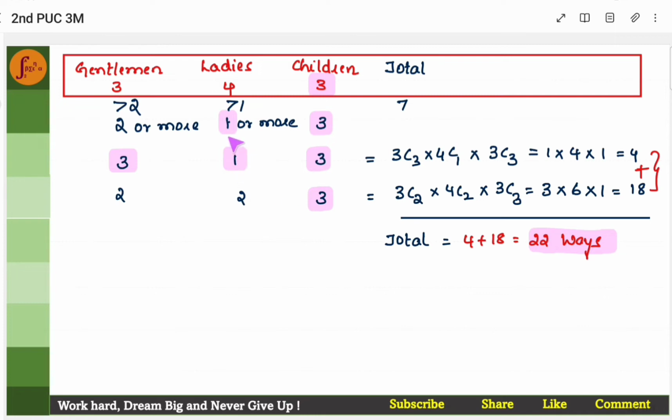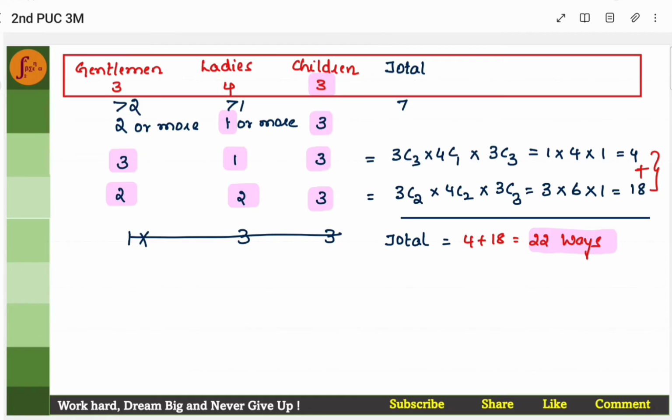Now in the second combination, I can increase the ladies. I can take 2 ladies, right? If I take 2 ladies, 3 and 2 becomes 5. I'm left with 2 more invitees. So I'll take it from 2 gentlemen, right? Now can I proceed further? If I proceed further, I will not get a valid combination. Say, if I take 3 children, and then if I take 3 ladies, there are 4 ladies, so I can take 3 ladies. If I take 3 ladies, how many gentlemen should I take? 1. But this is invalid. Why? At least there should be 2 men. Here, 1 is not valid in that case. So this combination is not valid.